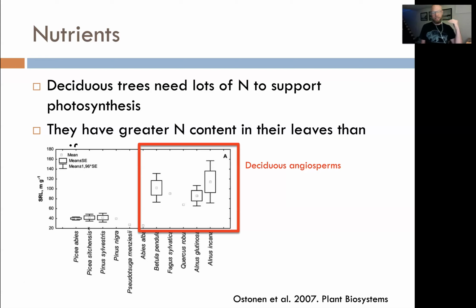Because remember, every fall they're dropping their leaves, so most of the nutrients that were in the leaves are going back into the soil. So they're going to have to retake those up in the spring. And so it's really important for them to have a root system that can do that as quickly as possible.